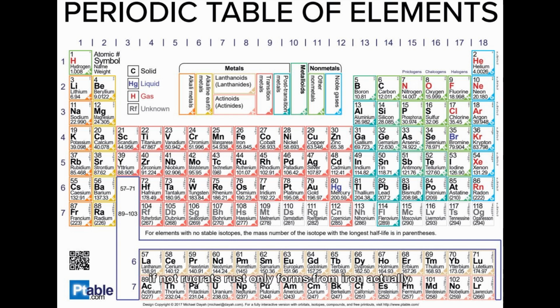Not rust. Rust only forms from iron, actually. If you have another metal like copper bond with oxygen, that is called corrosion, but unlike iron, it becomes very, very strong. Whereas when iron rusts, it becomes brittle and breaks off.